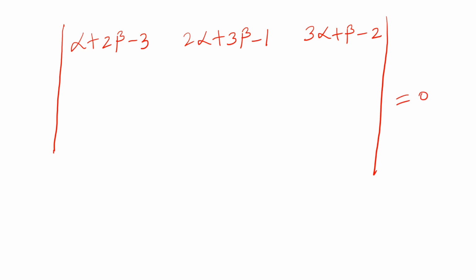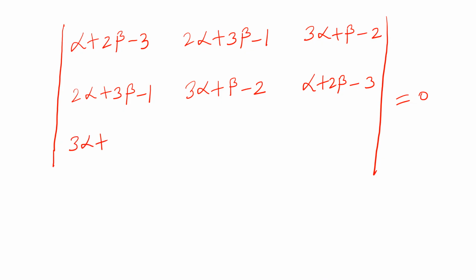In the second row, we have 2 alpha plus 3 beta minus 1, then 3 alpha plus beta minus 2, and then we have alpha plus 2 beta minus 3. In the third row, we have 3 alpha plus beta minus 2, then we have alpha plus 2 beta minus 3, and then we have 2 alpha plus 3 beta minus 1.